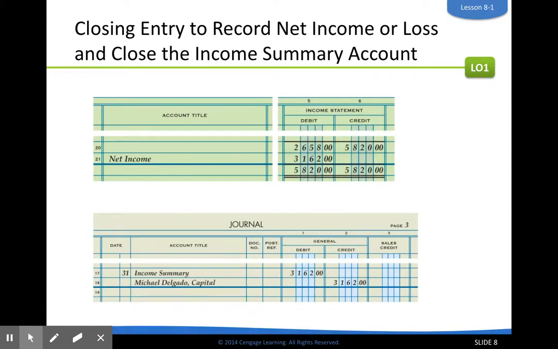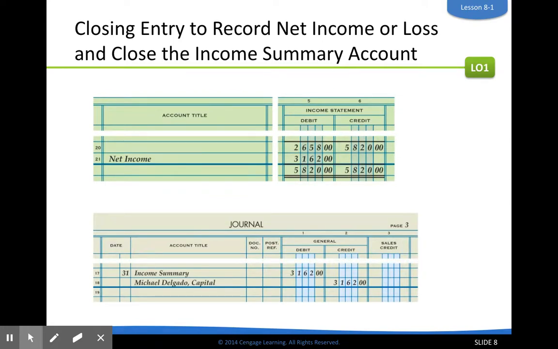Next, we need to close out our net income. So if we have net income, we are going to first credit our capital account because we're adding money to our capital account. We always credit our capital account. So we're adding that income to the capital account. Capital account increases with a credit, so we're going to credit it because net income increases the value of the company. So that's the first half of it.